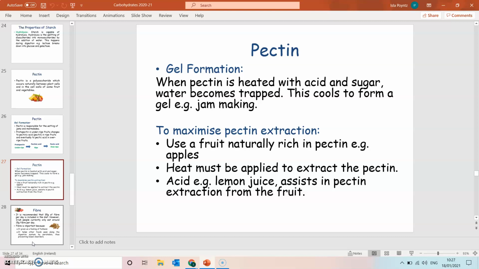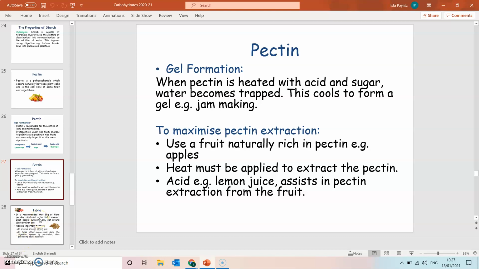So just remember, when you're making jam, really the only ingredients you have are fruit and sugar. Some recipes want you to add water as well, but the main ingredients are fruit and sugar. Okay? And you can add a little bit of lemon juice if you wish.